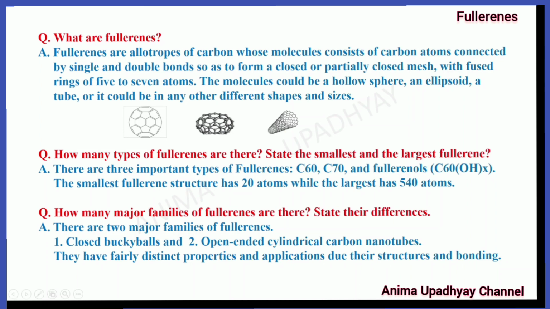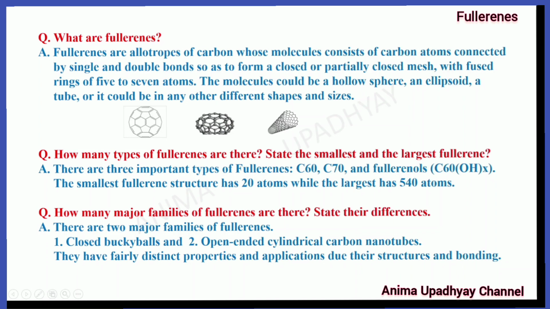How many types of fullerenes are there? State the smallest and the largest fullerene. There are three important types of fullerenes: C60, C70, and fullerenols, that is C60OHx. The smallest has 20 atoms, while the largest has 540 atoms.